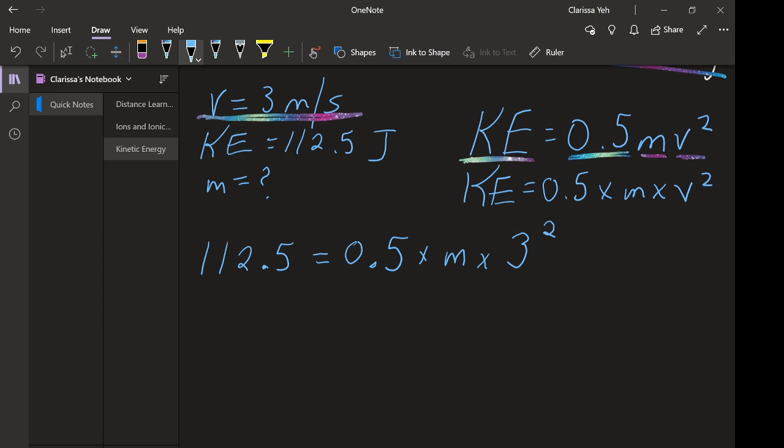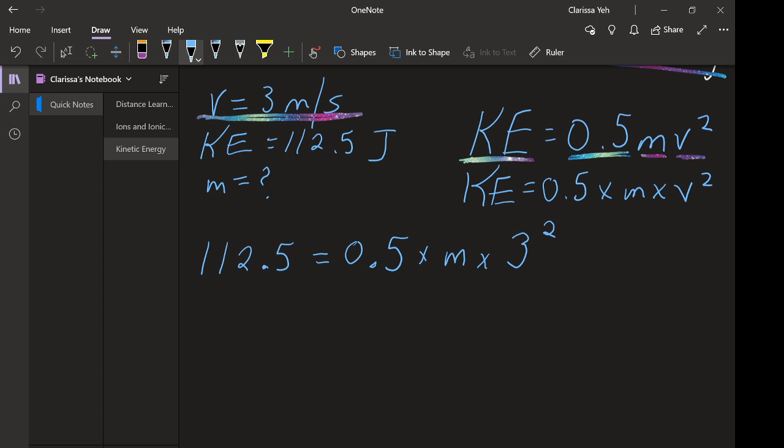All I did was just directly put in any numbers I had into my formula. So you'll notice that I had a KE, I've put the 112.5 in the same place as where KE was. The 0.5 is a number, there's no substituting in there, so I left it at that. Then I had my M, which I don't have a value for, so I'm leaving it as M, and then V squared. I have V, so I just got to put it in as the squared, 3 squared, instead of just 3.